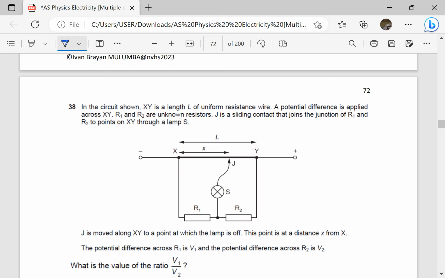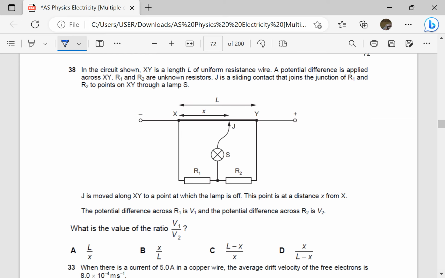In the circuit shown, XY is the length L of uniform resistance wire. A potential difference is applied across XY. R1 and R2 are unknown resistors. J is a sliding contact that joins the junction of R1 and R2 to point X on XY through a lamp S. J is moved along XY to a point at which the lamp is off. Of course, when the lamp is off, there is balance.